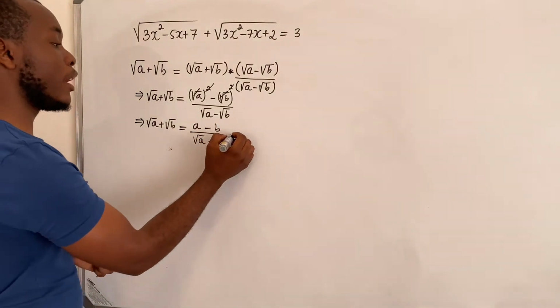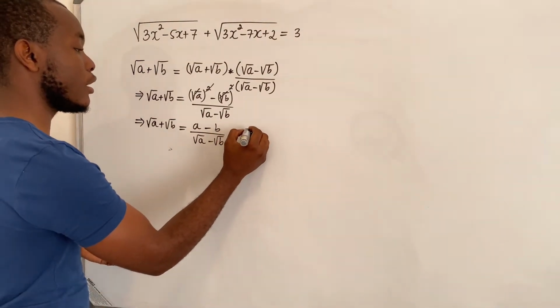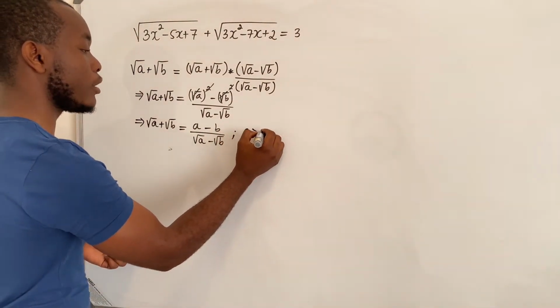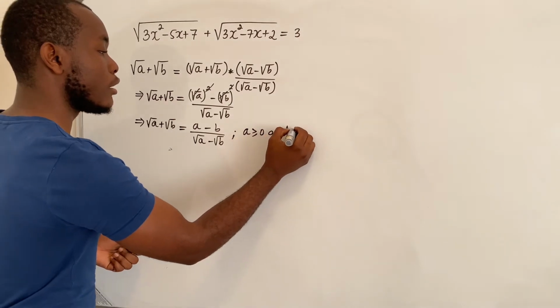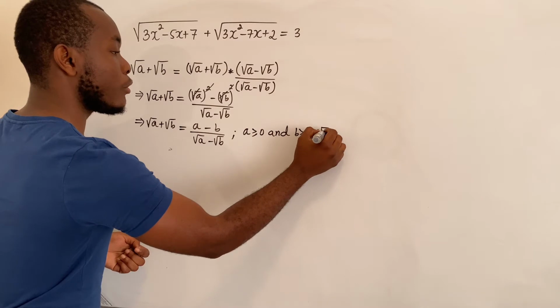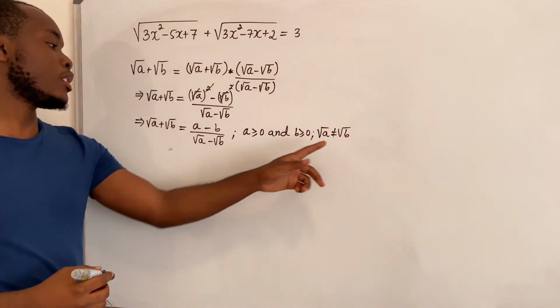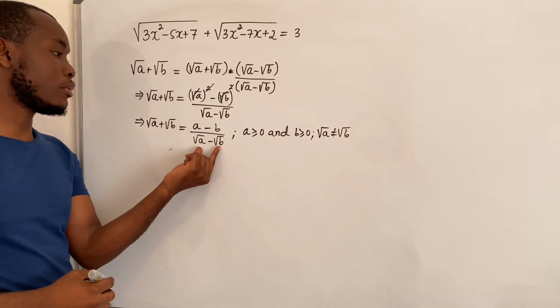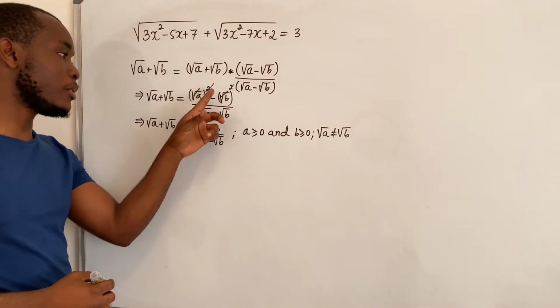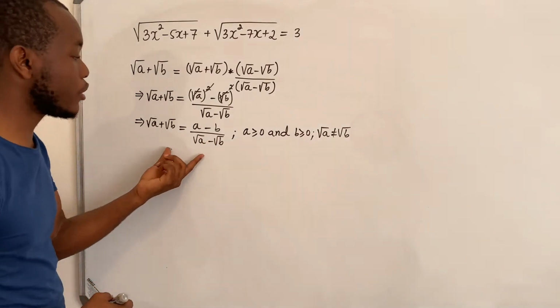But by doing this, I have to say that a is a number greater than or equal to 0 and b is a number greater than or equal to 0. And the square root of a has to be different than the square root of b. Why? Because if they're the same, here will be 0. And I couldn't have simplified those two if they were not greater than or equal to 0. So this approach is valid.